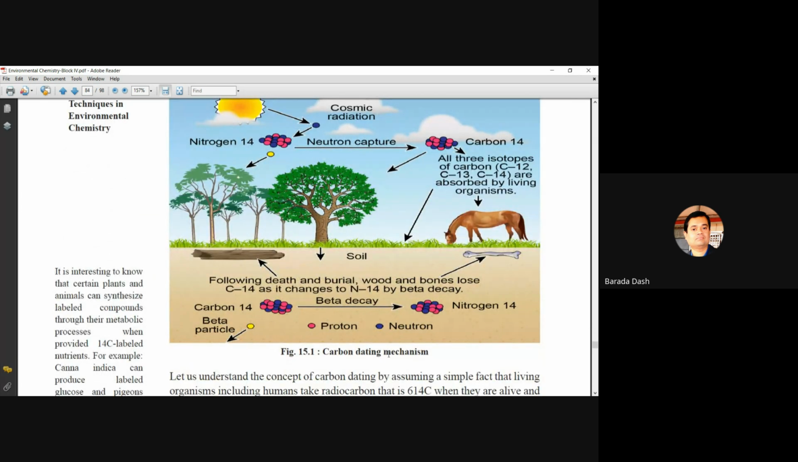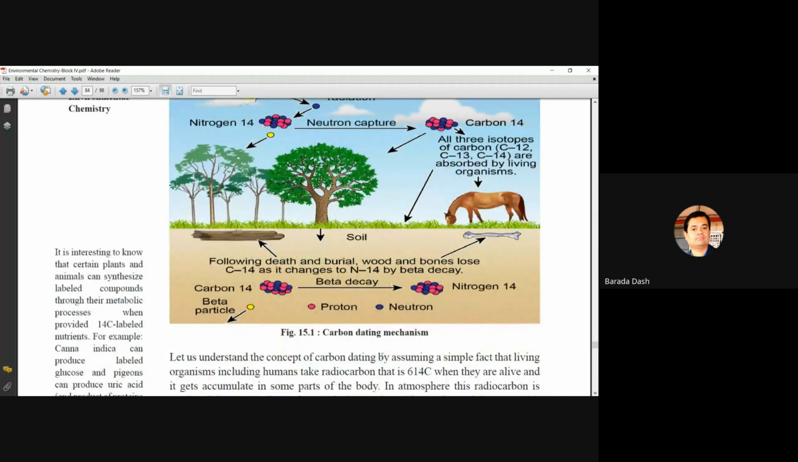Carbon dating mechanism. Following death and burial, wood and bones lose C14 as it changes to N14 by beta decay.